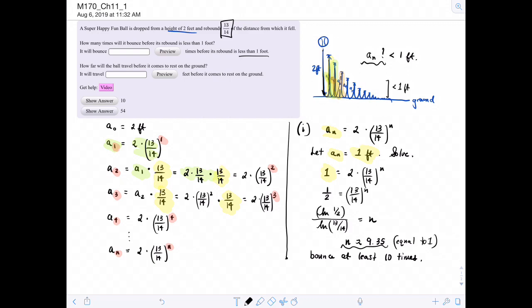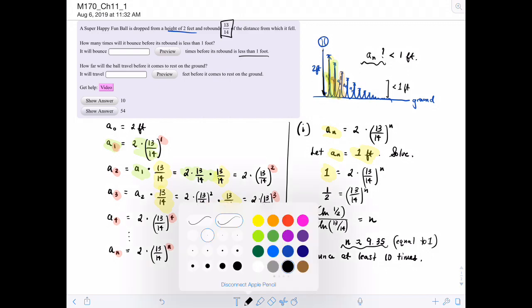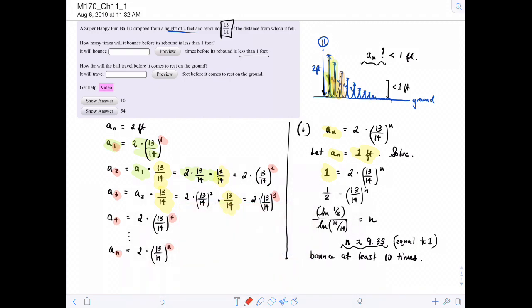The next question talks about how far the ball will travel before it comes to rest on the ground. So we have to think about this a little bit deeper. The first thing we need to think about is, we don't know how many times it's going to bounce. So we need to add up all these distances until it hits the ground. Let's say it hits the ground here, whatever a sub whatever, I have no idea what that would be. But I would have to add up all these distances.